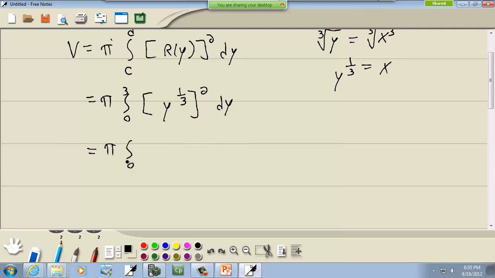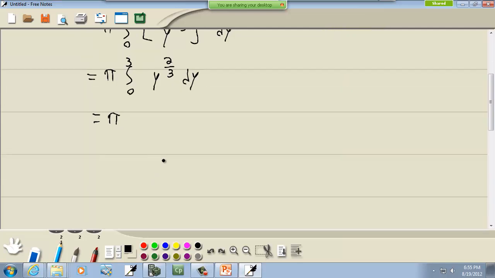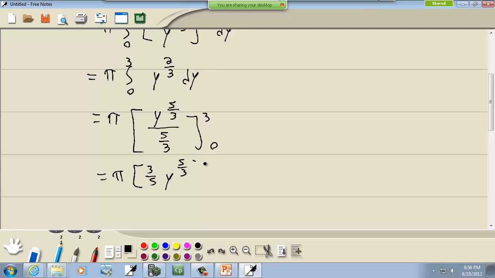So we got pi, and that doesn't change. And when I raise an exponent to another exponent, I multiply them together. So that gives me y to the 2/3 dy. Now I'm going to add 1 to my power, divide by my new power. So when I add 1 to this, that's like 3 over 3. So I get y to the 5/3 over 5/3. If you got a fraction down below, you can flip it and multiply times your top. So that gives us 3/5 y to the 5/3.